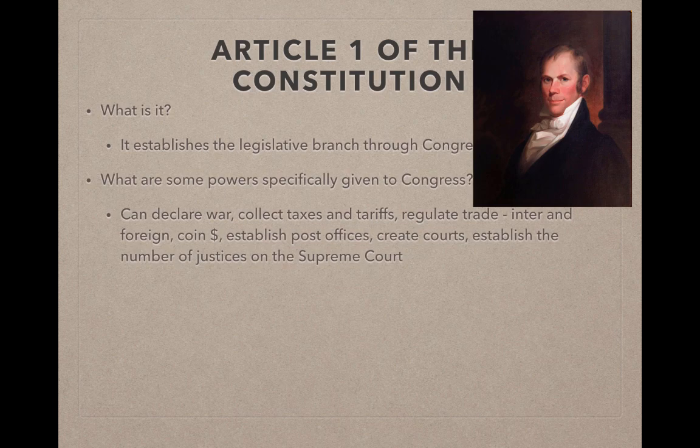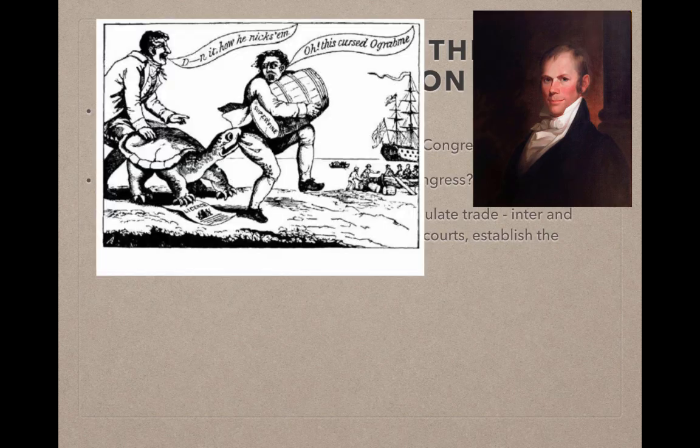Congress can also coin money, establish post offices, create courts, and establish the numbers of justices on the Supreme Court, which has changed over time. And here's an example of regulating trade, the very famous failed Embargo Act of 1807. And for those of you wondering, embargo spelled backwards is oh grab me.